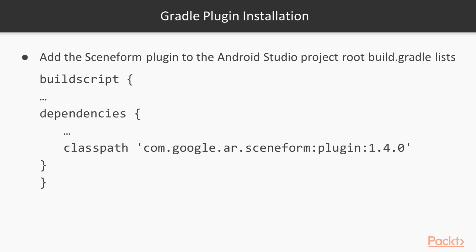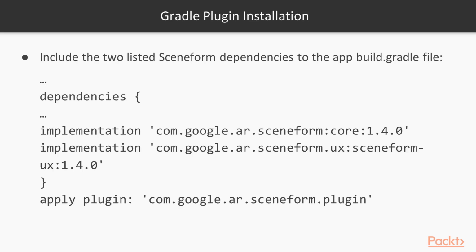So to install Sceneform, the first thing you have to do is go to your project-level build Gradle file and add the Sceneform plugin classpath. And then go to your app-level Gradle file and add the Sceneform libraries that are listed on the screen, and then use the apply plugin Gradle notation to apply the Sceneform plugin. So in this video, we basically did an introduction to Sceneform, and that's all for the introduction.